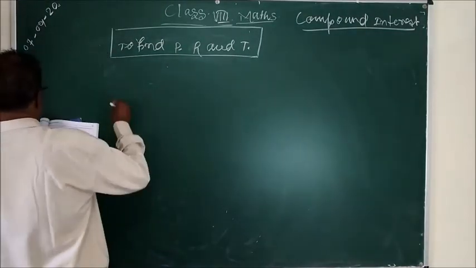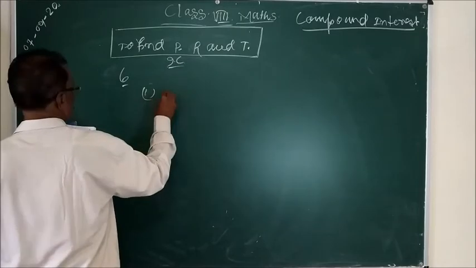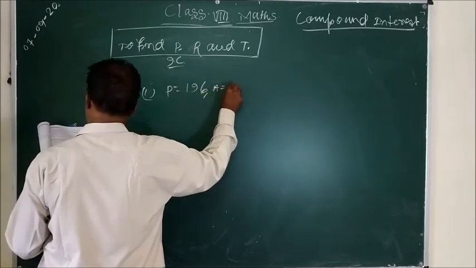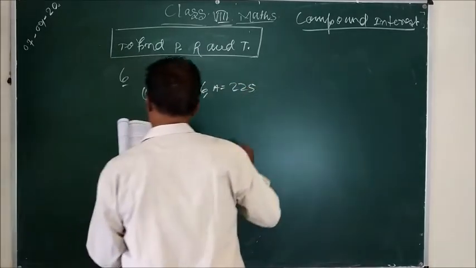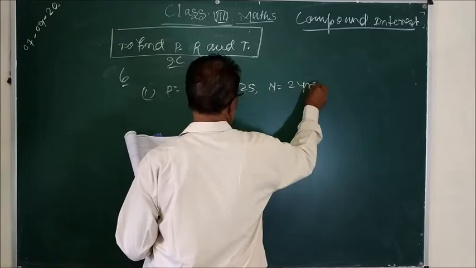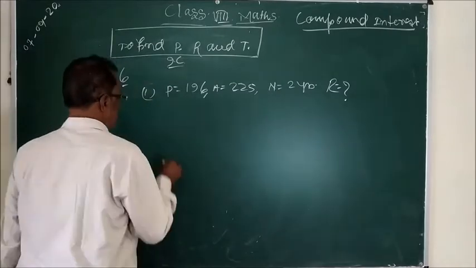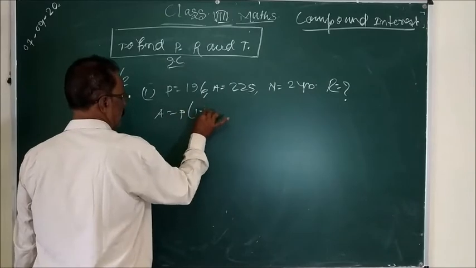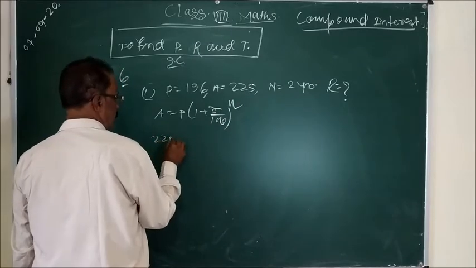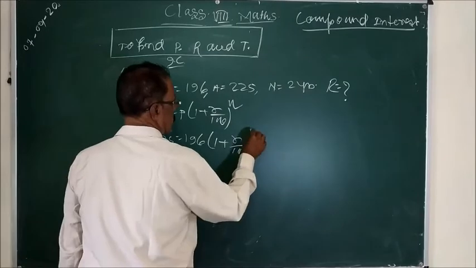Find rate of interest. Question number 6, exercise 9C. Principal P is equal to 196, amount is 225. Amount means sum of principal and interest. Time n or t, whatever, is 2 years. And now you have to find R. All the quantities are given. Now you write the formula: A is equal to P into 1 plus R by 100 power n. Now you put the values: A is 225, P is 196, 1 plus R by 100 we have to find out, and n is equal to 2.